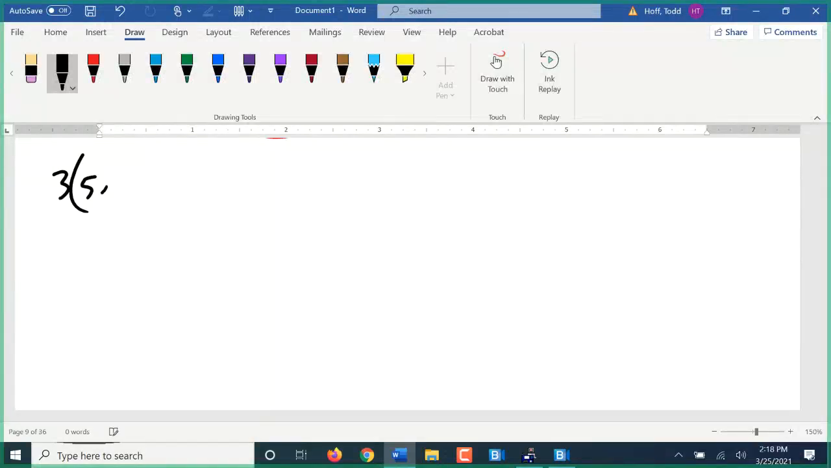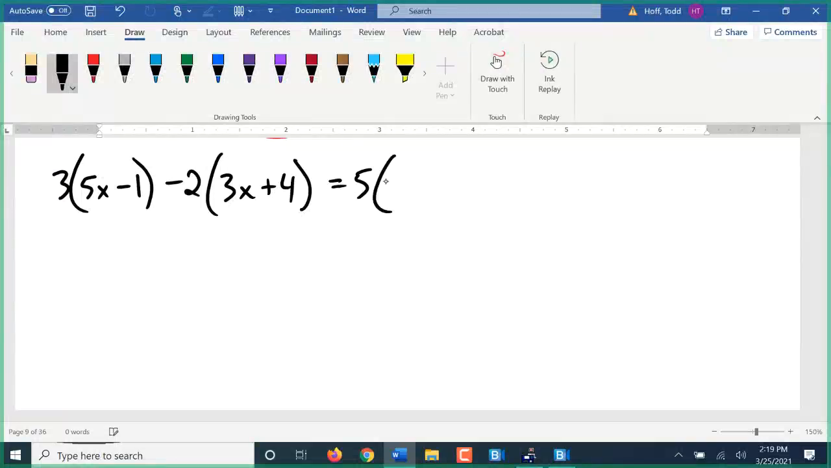3 times 5x minus 1 minus 2 times 3x plus 4 equals 5 times 2x plus 7 plus 2 times x minus 3 plus 2. This looks nasty, and it kind of is, but it's not terrible as long as we follow our procedures and go step by step.